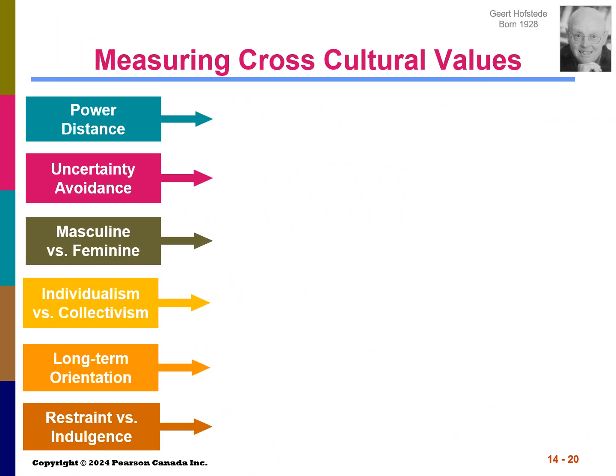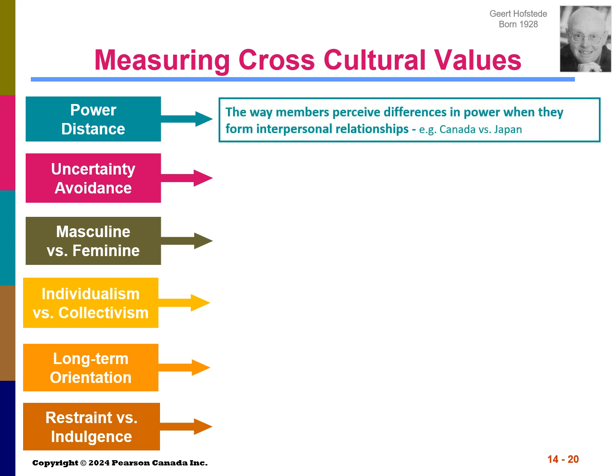One of the most widely used measures of cross-cultural values is an instrument developed by Geert Hofstede, a Dutch researcher. It scores a country in terms of its standing on 6 dimensions: power distance, uncertainty avoidance, masculinity, individualism, long-term orientation, and indulgence. Power distance refers to the way members perceive differences in power when they form interpersonal relationships. It describes how hierarchical a society is.